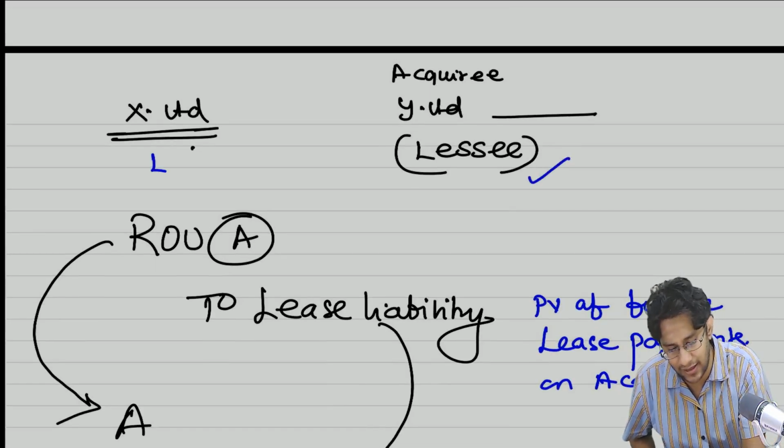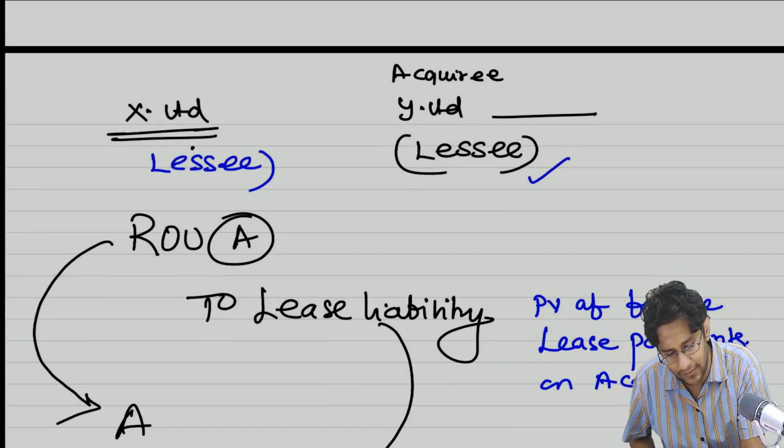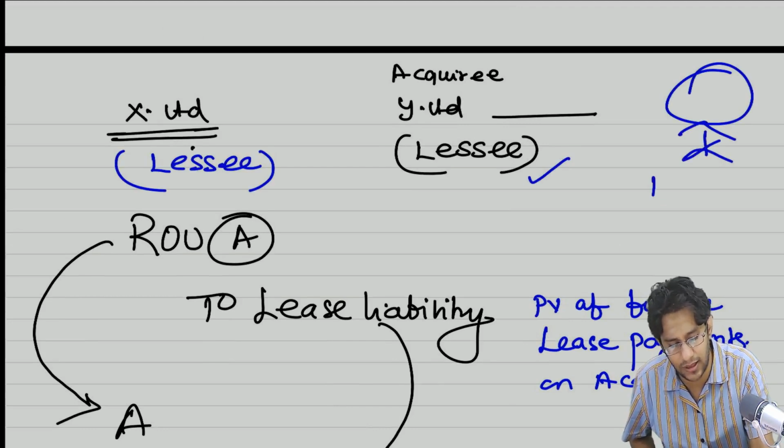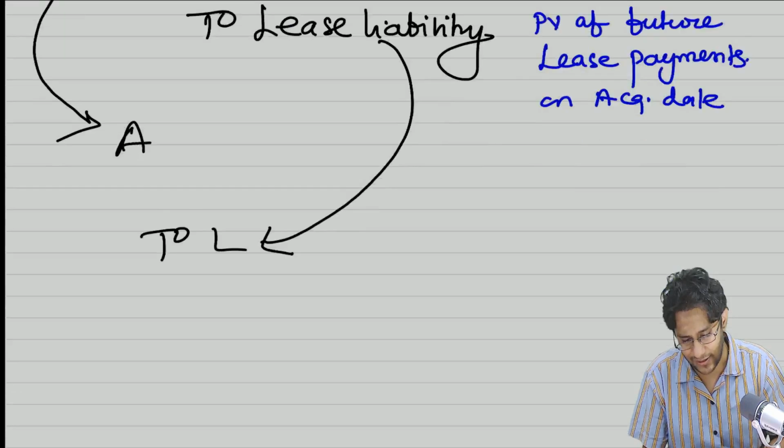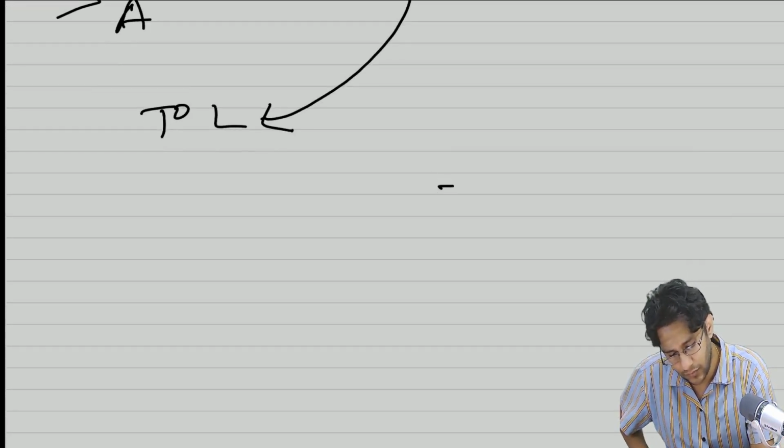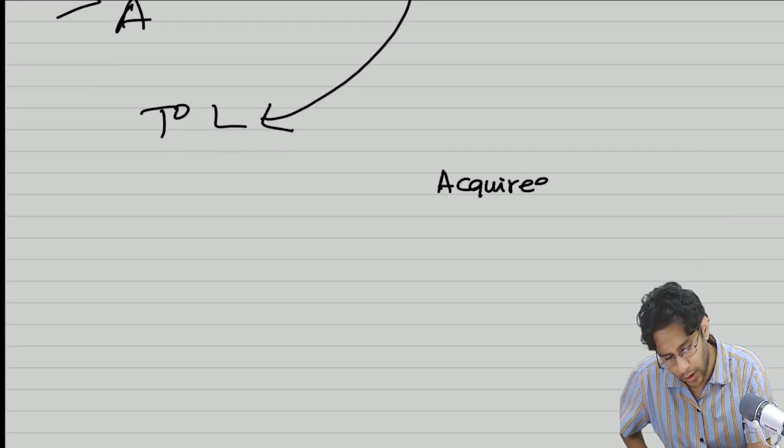If the acquiree is a lessee, you also will become a lessee. The other fellow, some third party, is a lessor. Don't bother about it. So this is one thing. The other case is where the acquiree is a lessor.